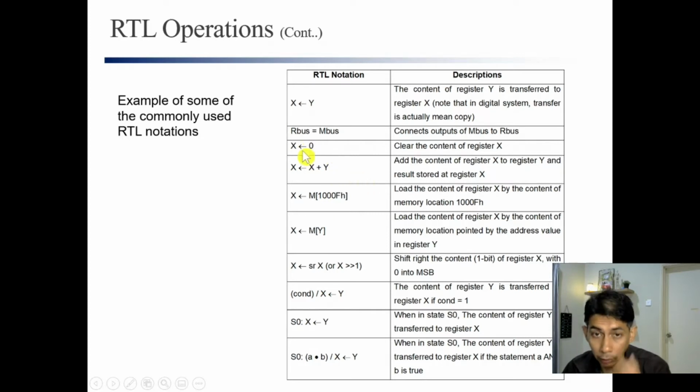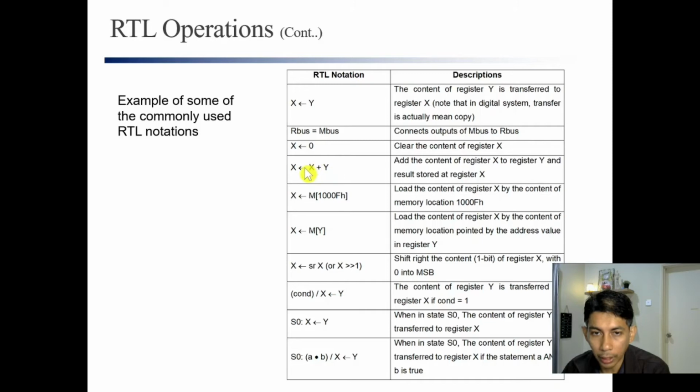Now, how to clear a register? Clearing a register means that we move zero, or transfer zero, to the register. In this case we want to clear register X, so we move zero to X. So this is clear register.